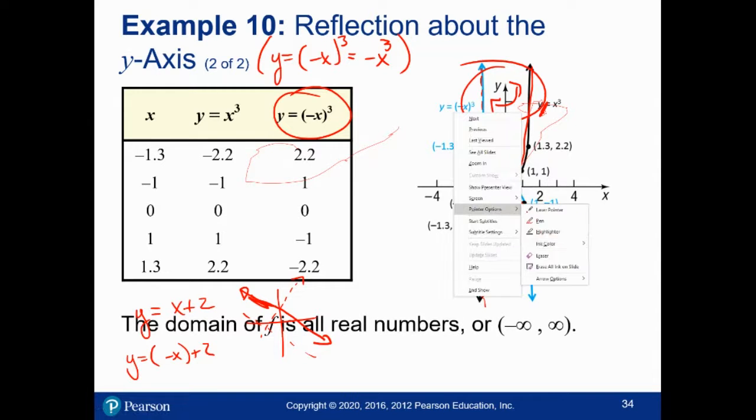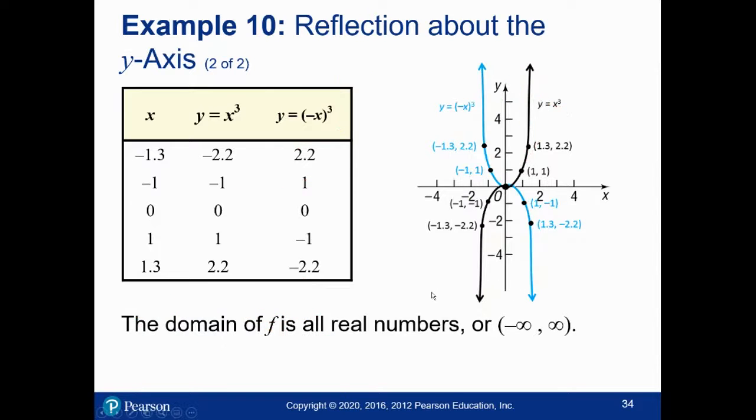Okay, let me clear off all of the pen marks. So the domain in this particular example is still all real numbers, because this does actually change the domain. It exactly reverses it, but the domain of our original cubing function was all numbers, positive and negative, and if I flip positives and negatives, I still end up with all numbers.